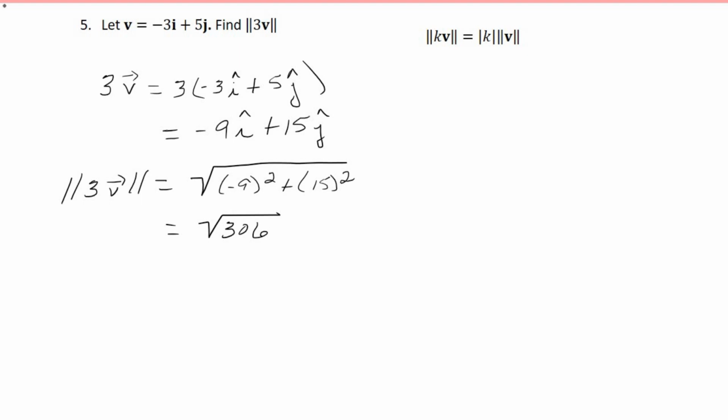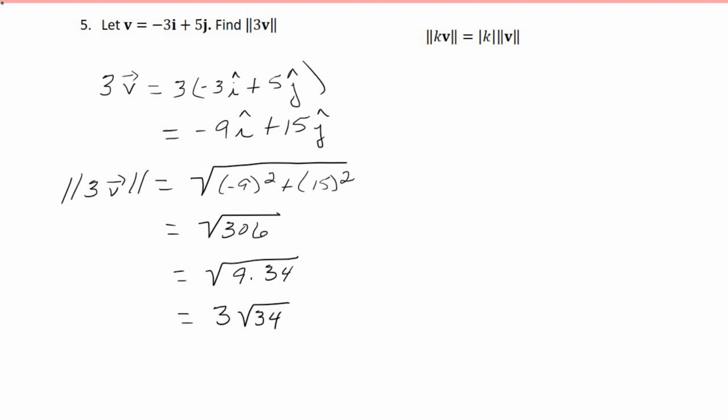Now I need to simplify the square root of 306. I find the biggest perfect square that goes into 306, and that would be 9. And simplifying, I get 3 times the square root of 34. Now this is how MyMathLab shows you to do the problem, but I think that there's a better way.